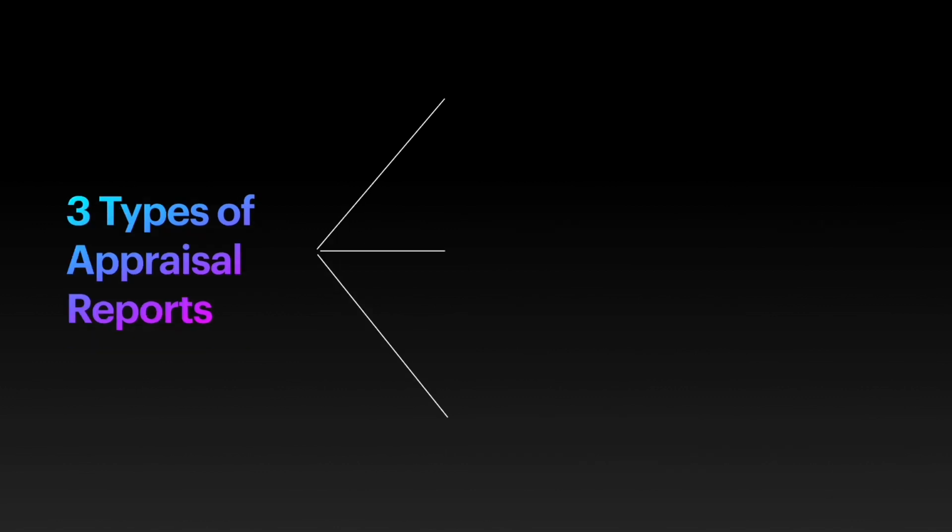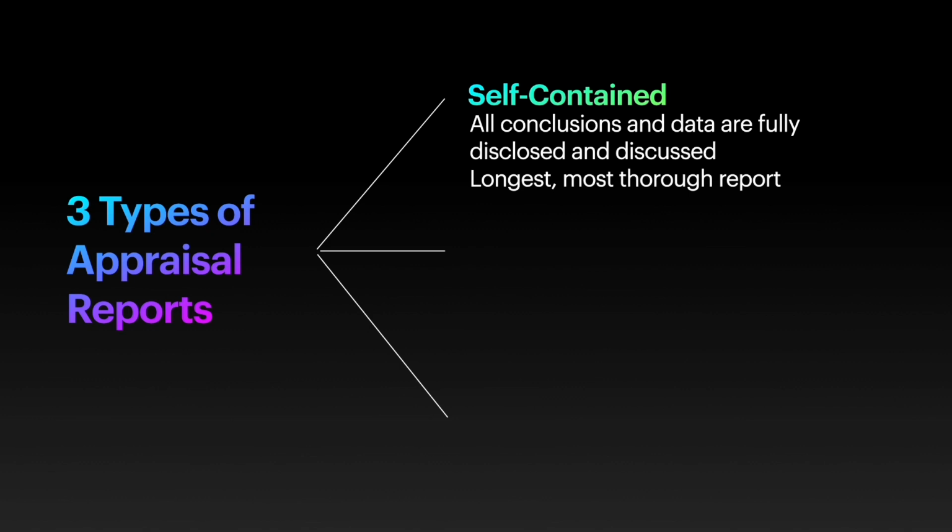So last, we'll just go through the 3 types of appraisal reports. The first is the self-contained. All conclusions and data are fully disclosed and discussed in this type of report, and it's the longest and most thorough report. So think of self-contained as being all-inclusive. It contains everything that you need to know.